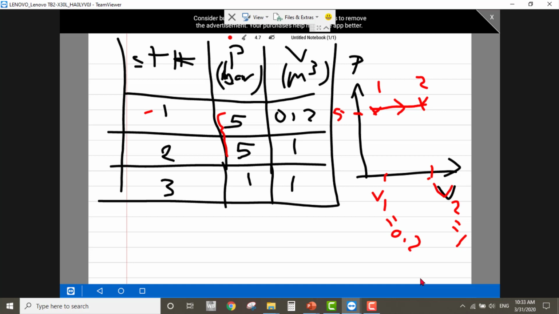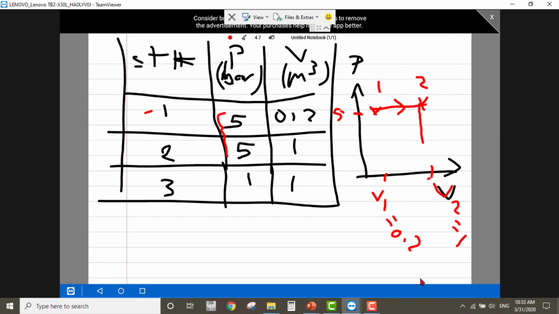Like this, I solve it in detail. Now process 2 to 3 happens at constant volume. Constant volume means V2 equals V3.